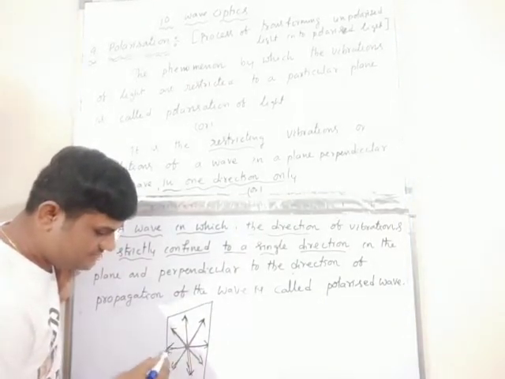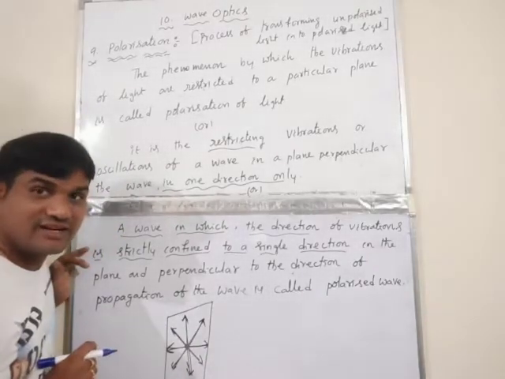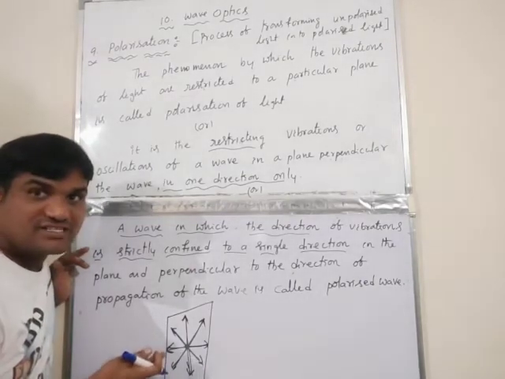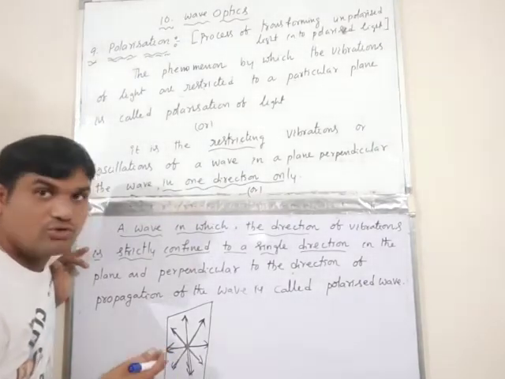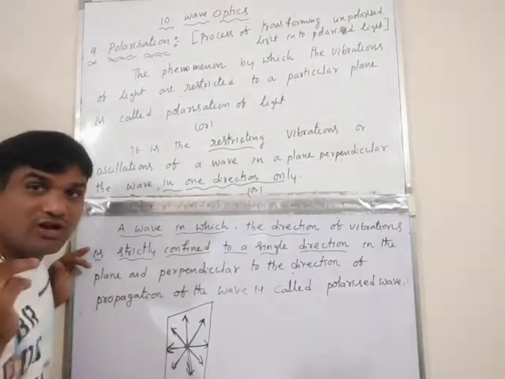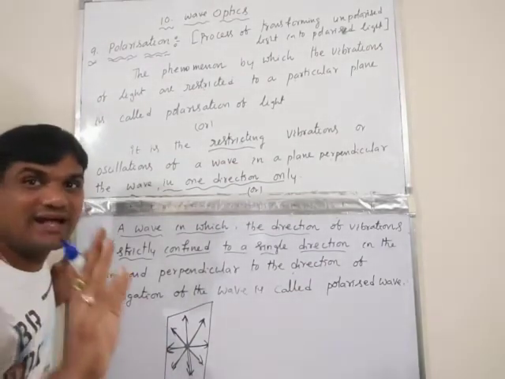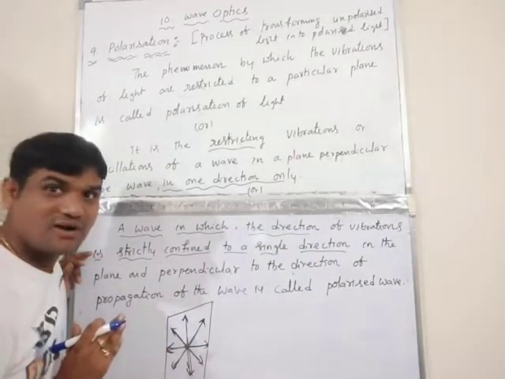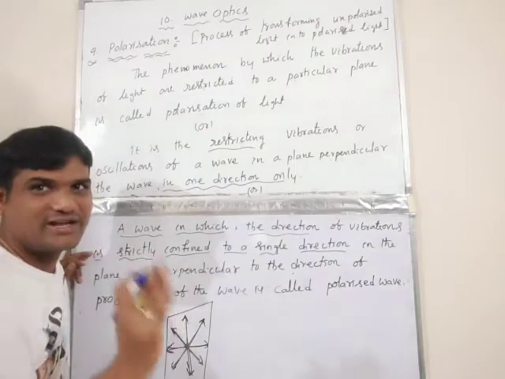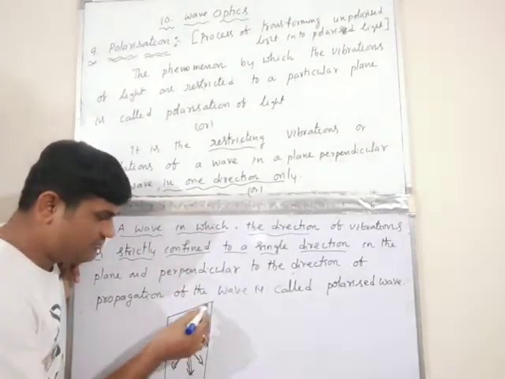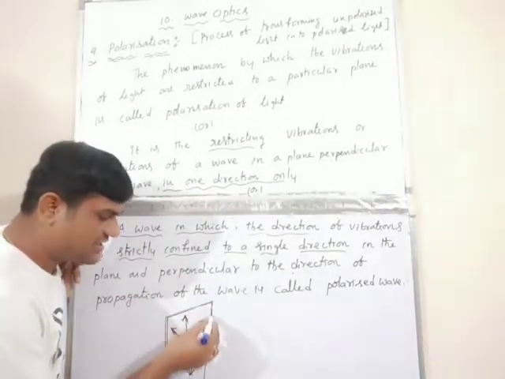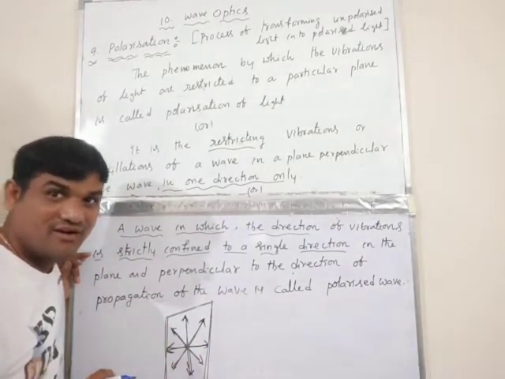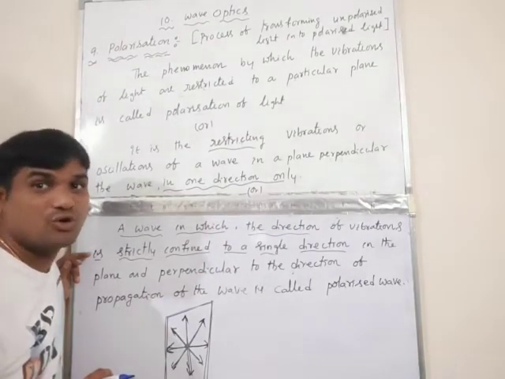At the same time, this light is called unpolarized light. Why, sir, unpolarized? Because the intensity is more and it does not have only one direction. Polarized means the light can move in only one direction, either x direction or y direction or z direction. But unpolarized means it can vibrate in all directions. That is nothing but unpolarized light.